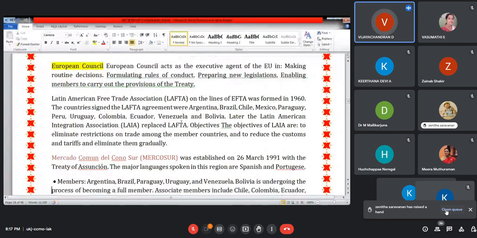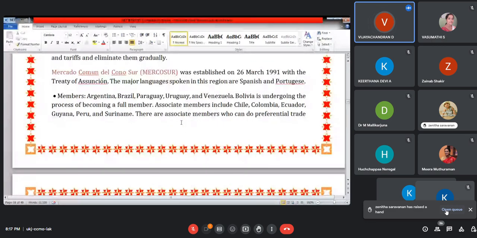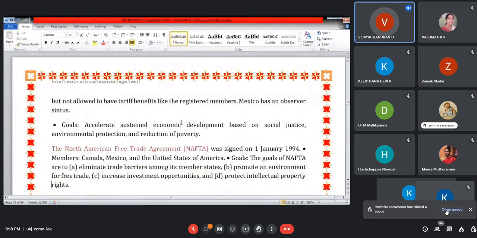Another one coming under international trade: Mercosur. The countries speaking Spanish and Portuguese came together, and the union was established on 26 March 1991. Mercado Común del Cono Sur. It's an association, with the major languages spoken in the region. The member countries are given here. What are the goals? To accelerate economic development and social justice, and environmental protection.